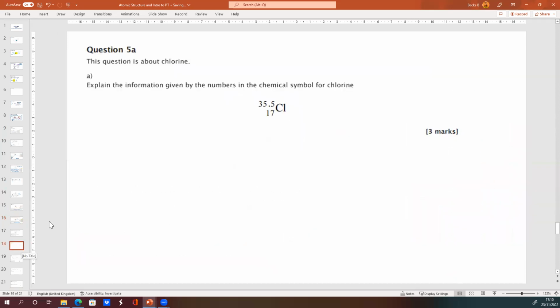Okay, last couple of questions. This question is about chlorine. Explain the information given by the numbers. Okay, so there's 3 marks available. You'd say what the numbers are and what they are telling us. Okay, so 35.5, for example, what is that number and what does it tell you about it?